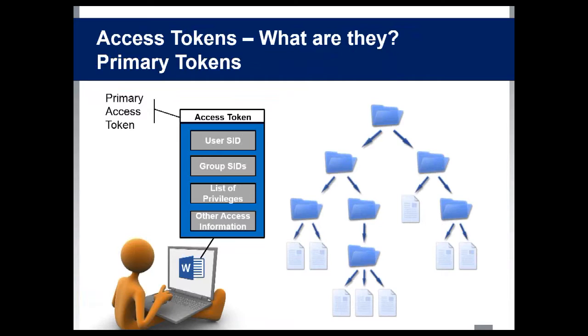As the user tries to open various files and folders, the primary access token and the information within it is compared against the access list on these files. And if the proper group membership matches those applied to the file, for example, then the user can access that file. So essentially, it's this access token that allows the process to determine what objects, in this case what files and folders, the user can access.